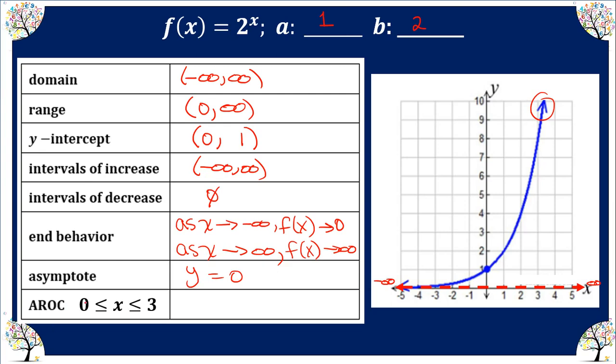Now let's find the average rate of change between 0 and 3. So I have 0, 1, and then we have 3, looks like, 8. So I'm going to go rise over run. Whoops. 1, 2, 3, 4, 5, 6, 7. 1, 2, 3. 7 over 3.